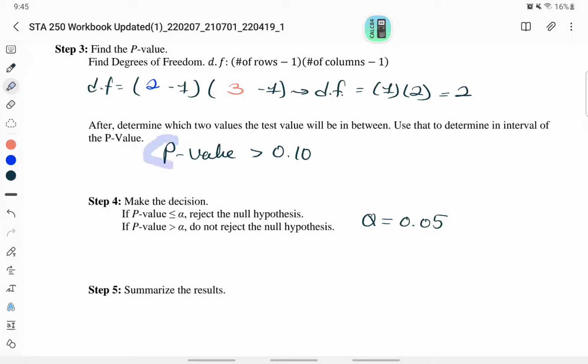Our p-value, this value right here, is a value that is greater than 0.10. And as you can see, 0.10 by default is bigger than 0.05, which means that the p-value will always be bigger than alpha. If the p-value is bigger than 0.10, that means the p-value would most definitely be bigger than 0.05, which means we're going to reject the null hypothesis. Sorry, do not reject the null hypothesis.